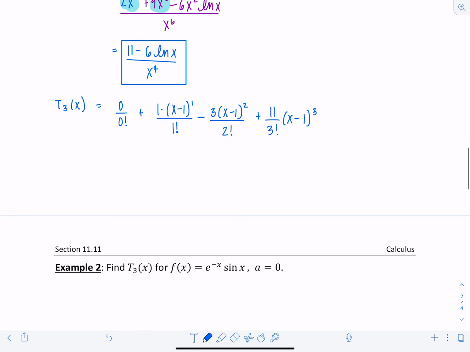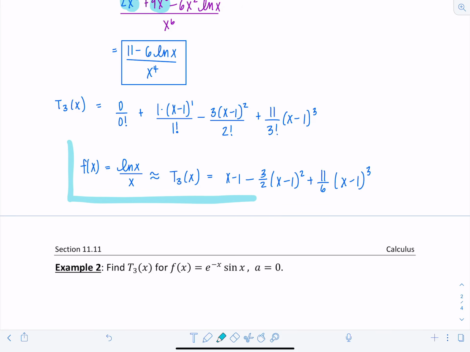So then now we can clean things up. So this means my function f of x, which is equal to the natural log of x over x, is approximately equal to this third degree Taylor polynomial, which is equal to, well, 0 over 0 factorial, that's just 0. So I'm going to be left with x minus 1 minus 3 halves times x minus 1 squared plus 11 over 6 times x minus 1 cubed.